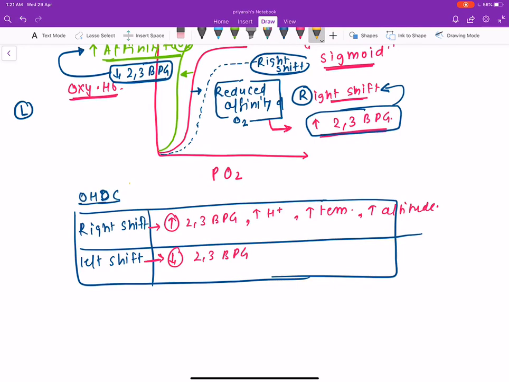So this data is important from the physiology part: which factors will lead to a right shift, and which factors will lead to a left shift.